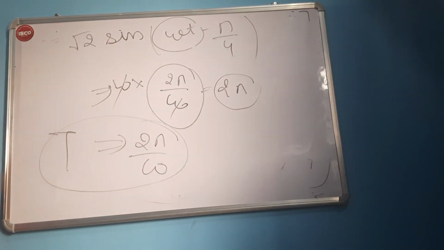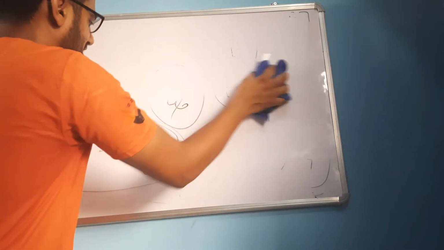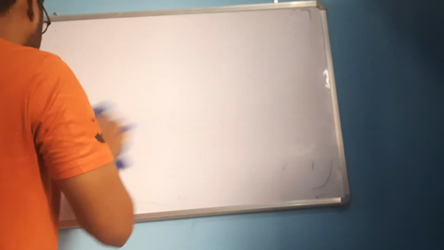So this was our first part. We have found out the time period. It is periodic as well as simple, showing simple harmonic motion. Now move to the second part. What is the second part?